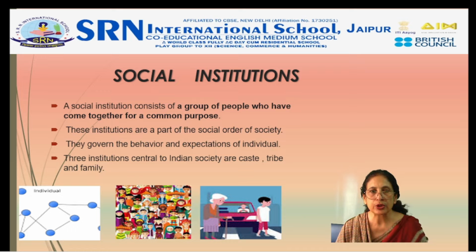Social institutions. Now, what do you mean by social institutions? A social institution consists of a group of people who have come together for a common purpose. These institutions are a part of the social order of society. They govern the behavior and expectations of individuals. Three institutions central to Indian society are caste, tribe, and family.